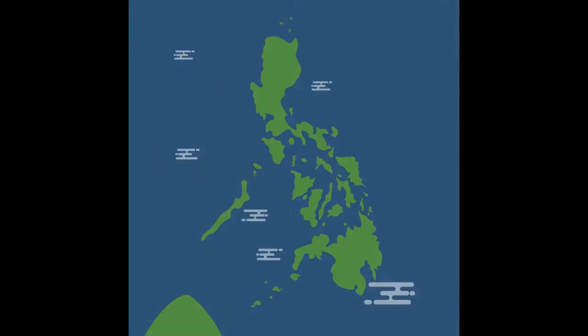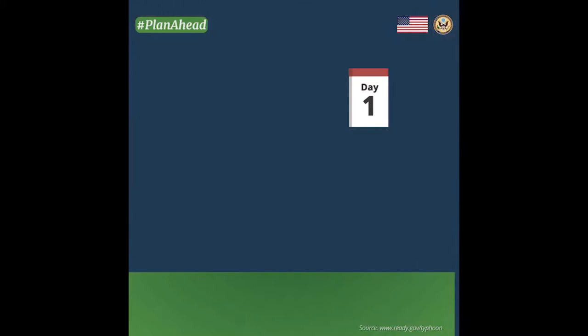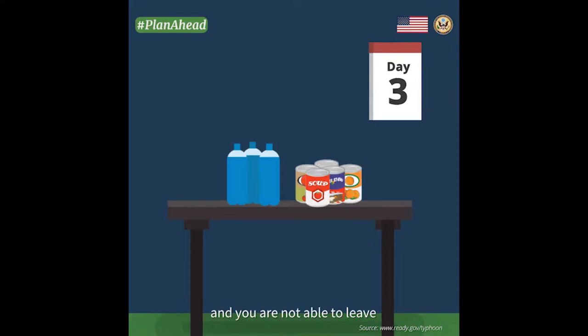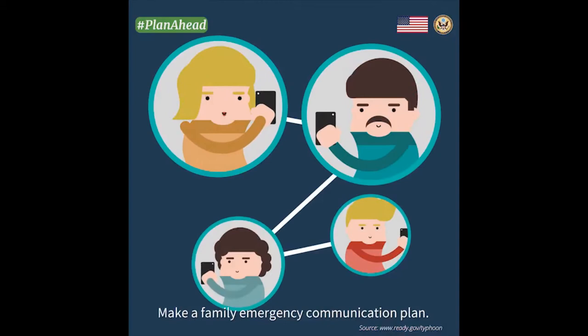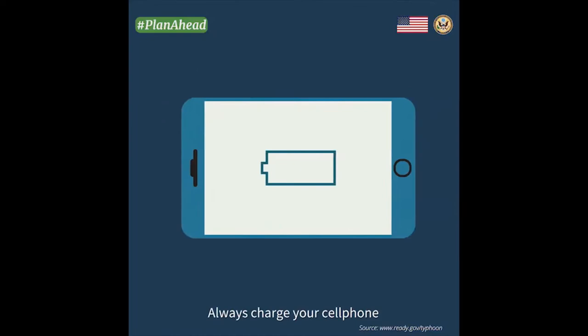Put together a go bag in case you need to evacuate. Ensure you have enough supplies in case you lose power and water for several days and you are not able to leave due to flooding or blocked roads. Make a family emergency communication plan. Designate a spot where all of you can meet in case of an emergency. Always charge your cell phone so you will have a full battery in case you lose electricity.